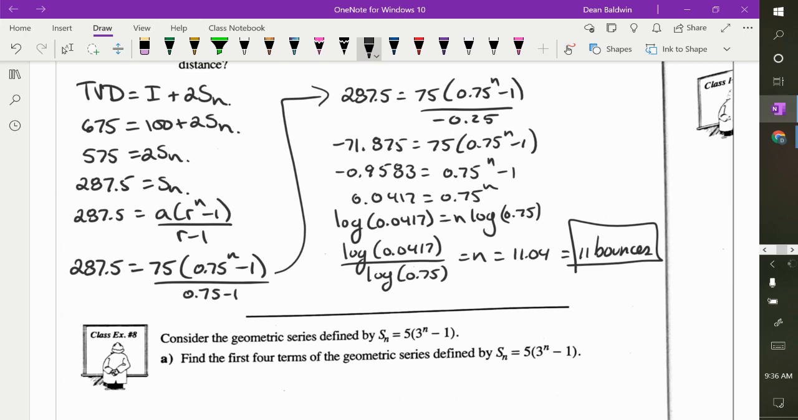We get it? Yeah. I keep looking for that thing. 11 bounces.